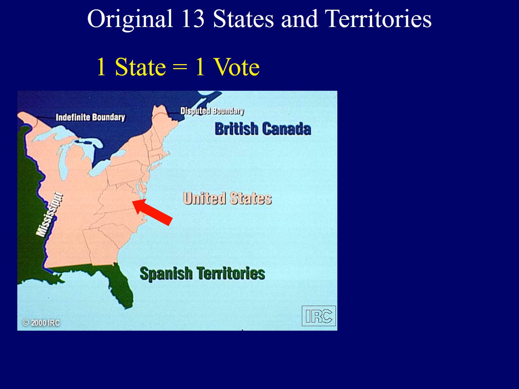So this meant that a large state like Virginia, with a population of about 750,000 people, had as much political power and clout, so to speak, as a state like Delaware, with only 60,000 people. Was this going to be a nation based upon the power of the people or the power of individual states?